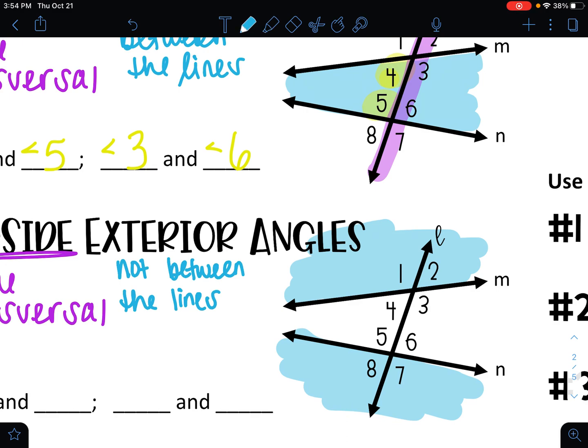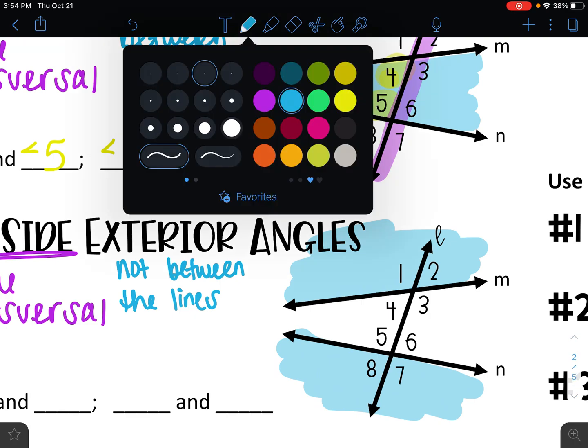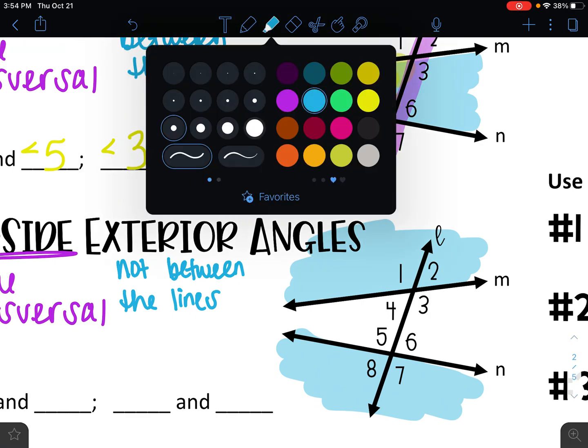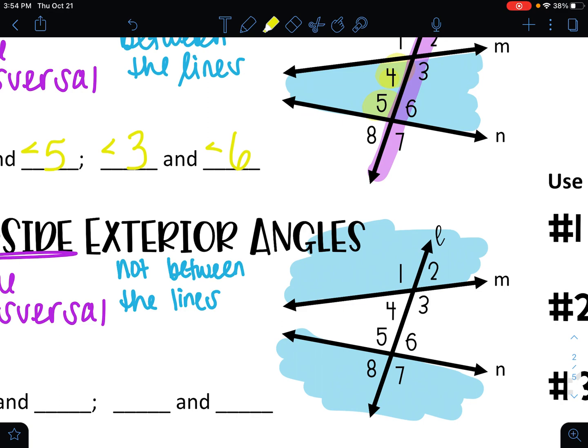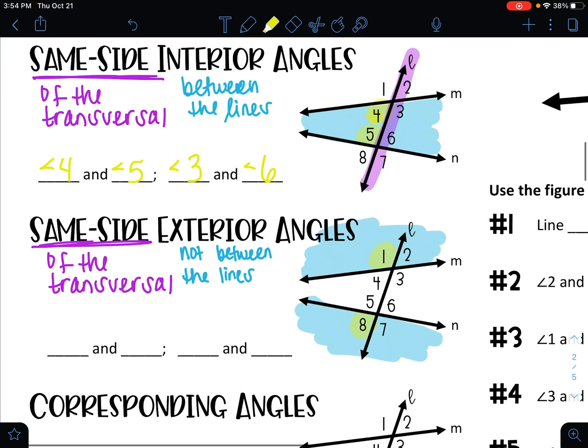And if we take a look, we can see that you have those two. So the 1 and the 8 are same side exterior. So angle 1 and angle 8 together are same side but exterior angles. And then the other side, we see angle 2 and angle 7. So that's another pair of angles that are on the same side, but they're on the exterior or the outside.